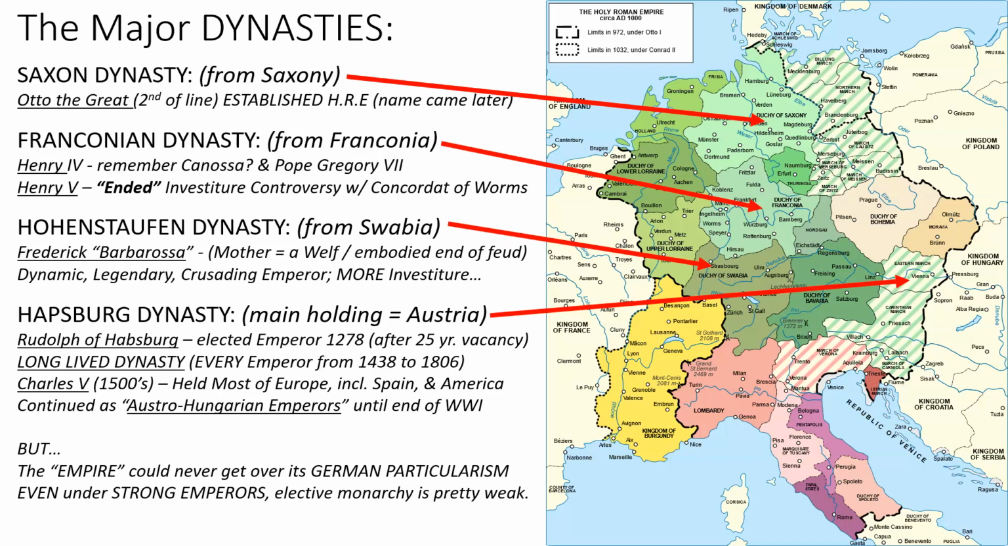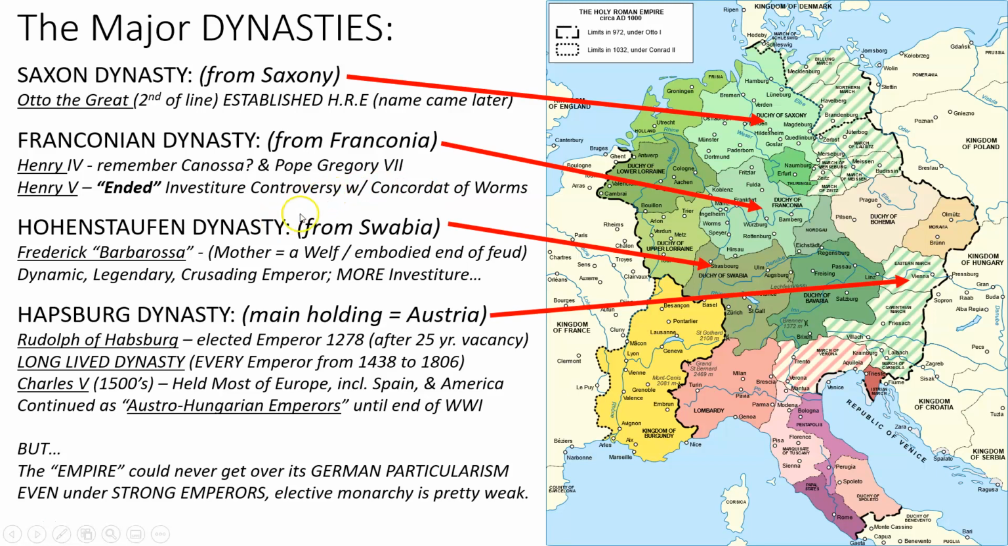So there's typically not just one city, right? The earliest dynasty here is from Saxony, as the arrow shows us, this highly northern region of Germany. By the time we get the Franconian dynasty, they're obviously from Franconia, right? A somewhat more southerly region.